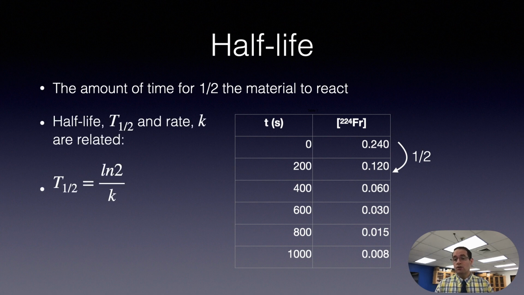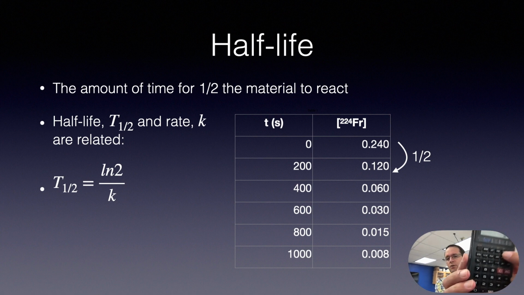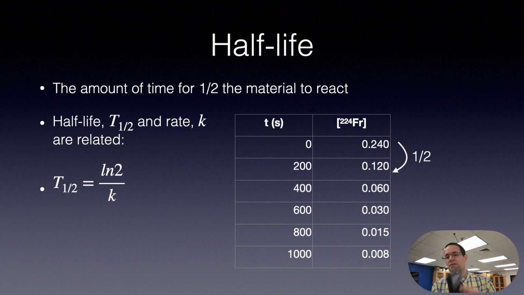And so you can also calculate the half-life, which is equal to the natural log of 2 over k. Again, we have that ln function, which is the natural logarithm, and it should be a key on your calculator. Look around for it, okay?